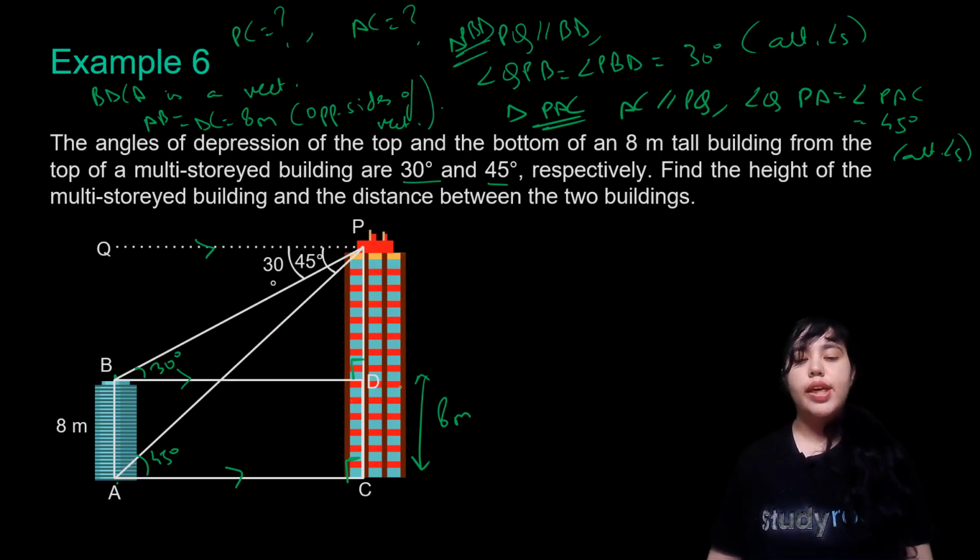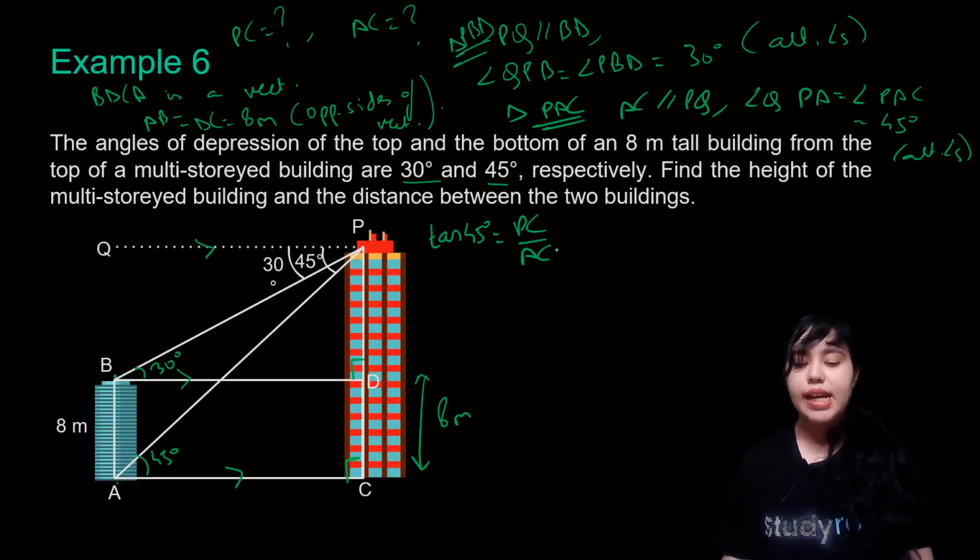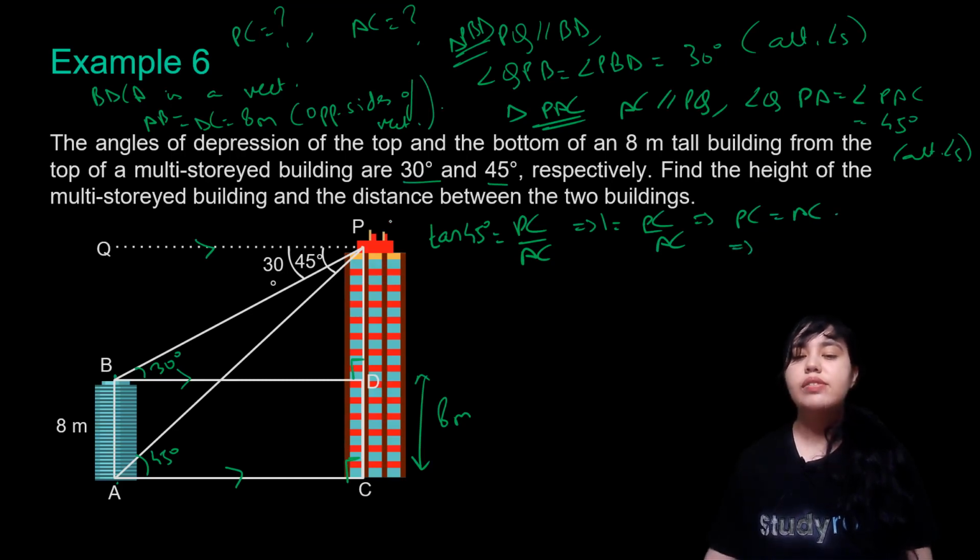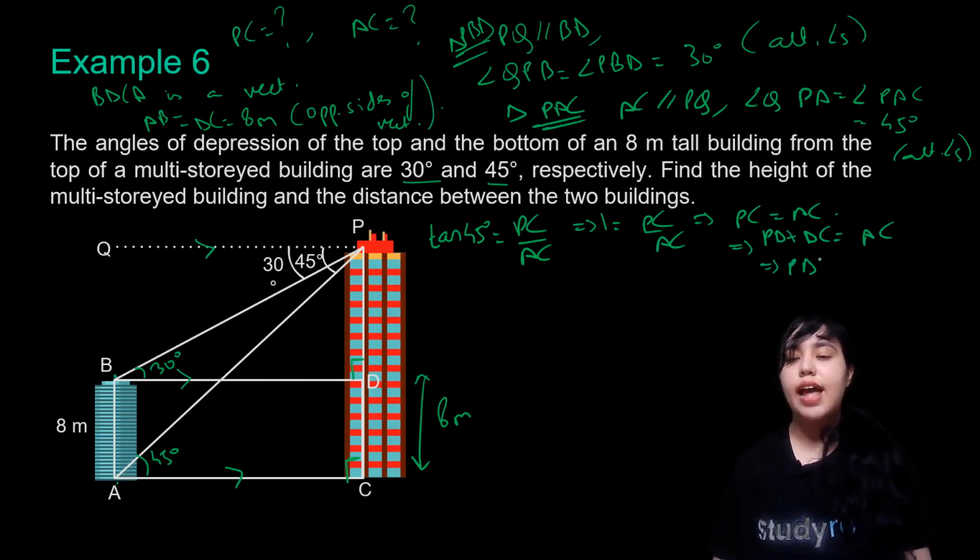Now I'll make use of it. I don't know this distance, this height PD. If I know this, then I can add PD and DC and easily get PC. So in this triangle PAC, you find out tan 45 degree. That will be equal to PC upon AC. Now tan 45 degree is 1. So 1 is equal to PC upon AC, which means PC is equal to AC. Further, we just discussed PC is PD plus DC. So this is equal to AC. And DC is 8 meters, we got it from opposite sides of the rectangle. So PD plus 8 is equal to AC.